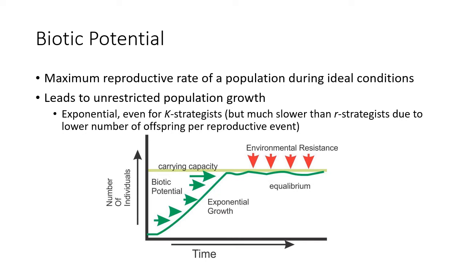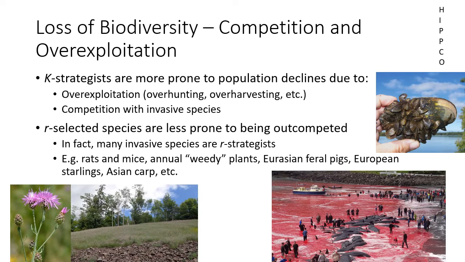Again, we could mathematically model this and show that it is exponential, but luckily we don't have to for this class. So why does all this matter for environmental science? The reason that it matters relates back to our biodiversity unit.